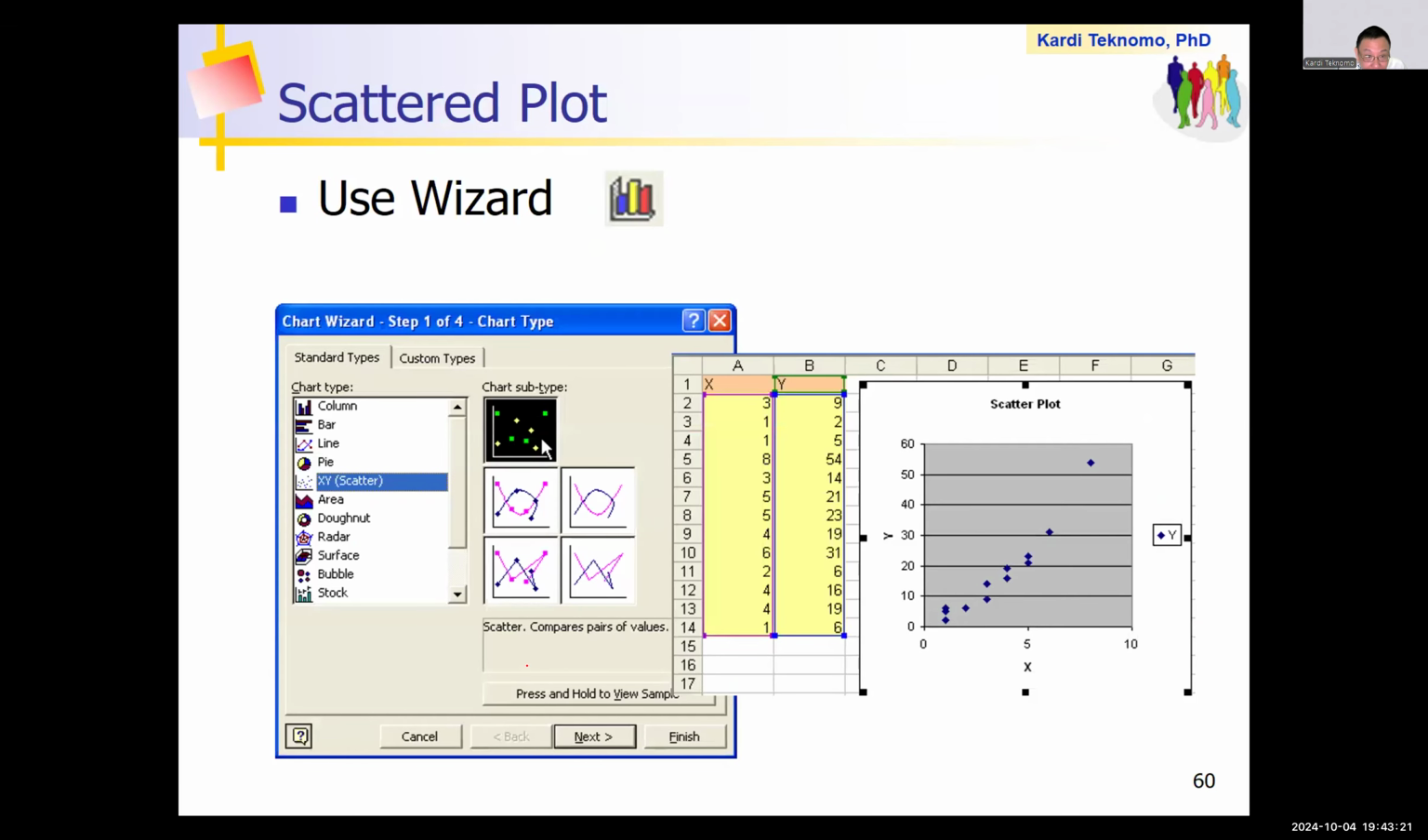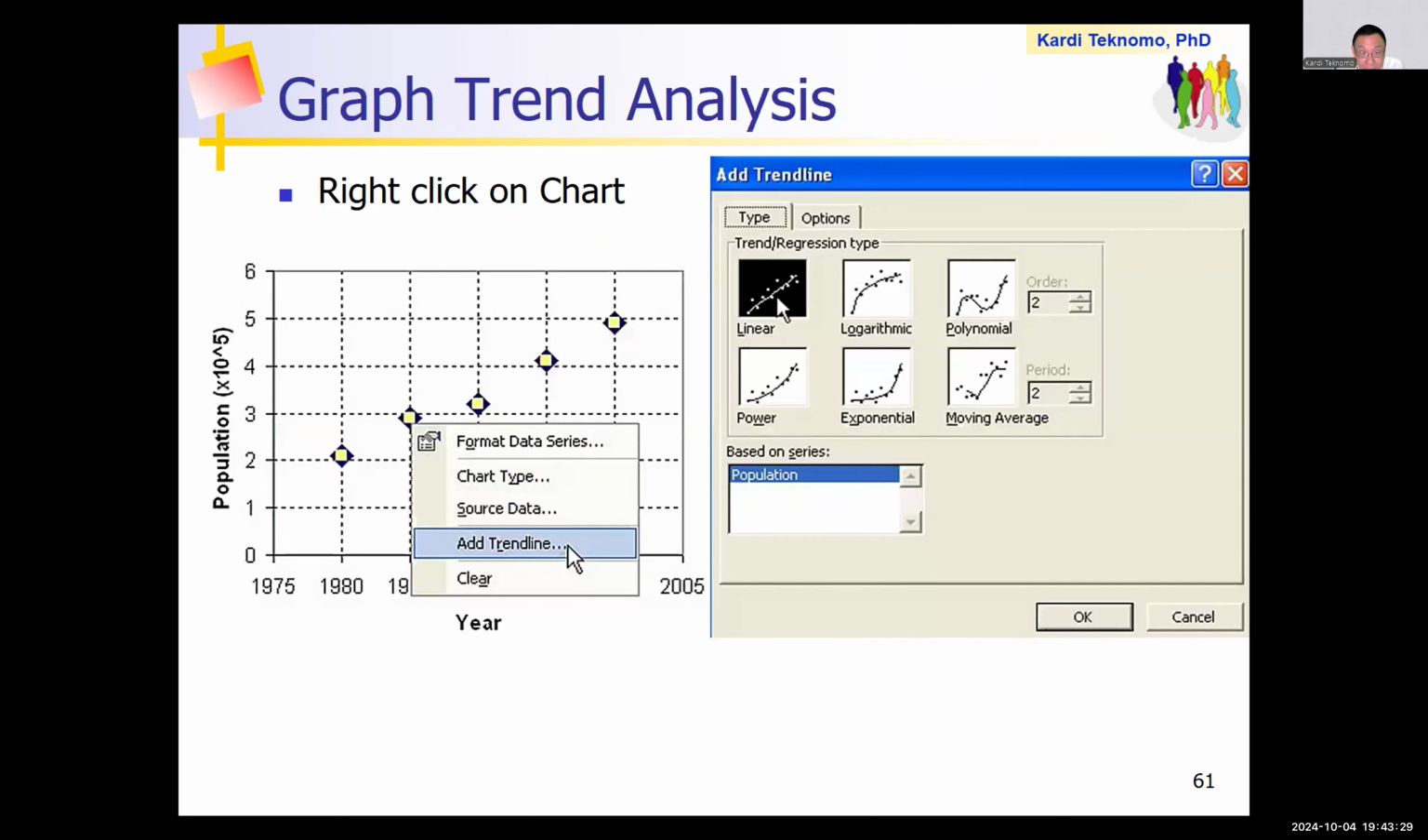So again, here is the example when you do the scatter plot. And you will have the trend line. Then you can start to see here, if the curve is something like this, then this is logarithmic. If the curve is something like this, then this is probably polynomial. If the curve is something like this, then this is probably a power or exponential. If something else, then probably you can use moving average.